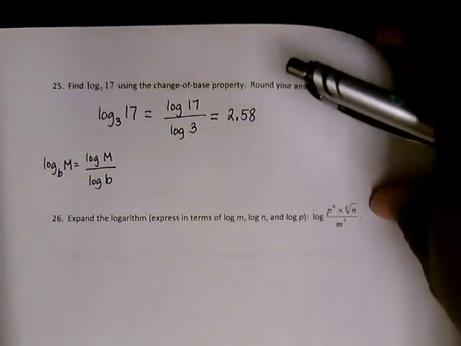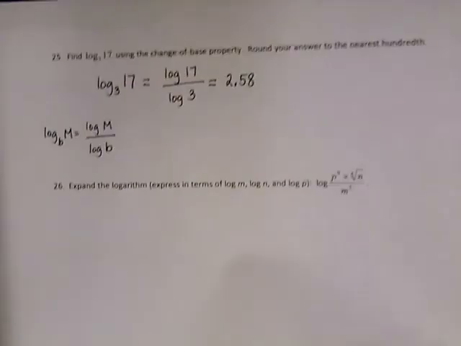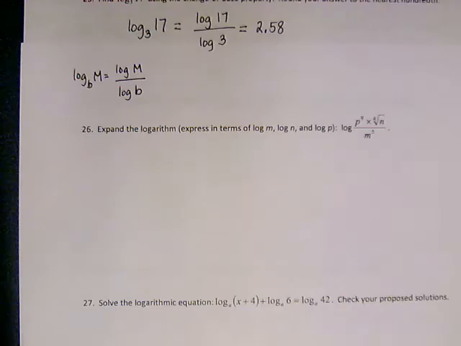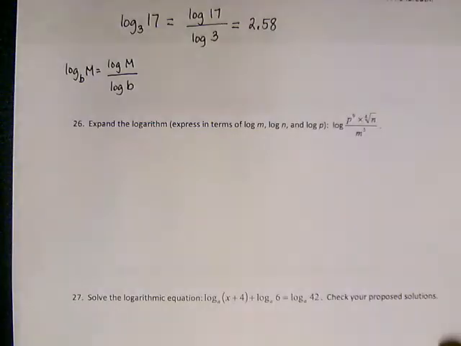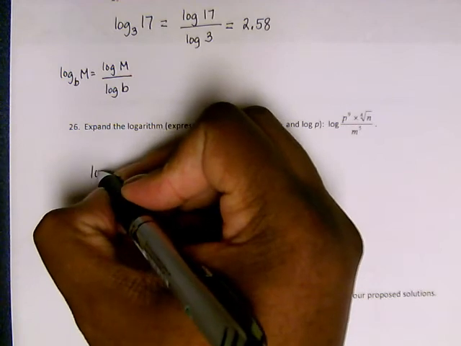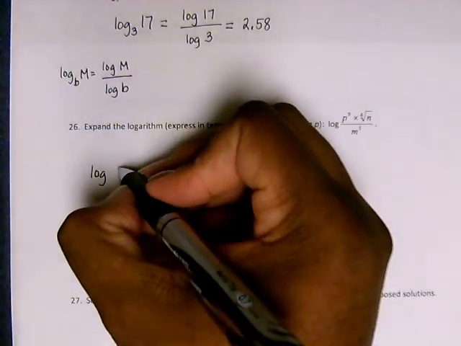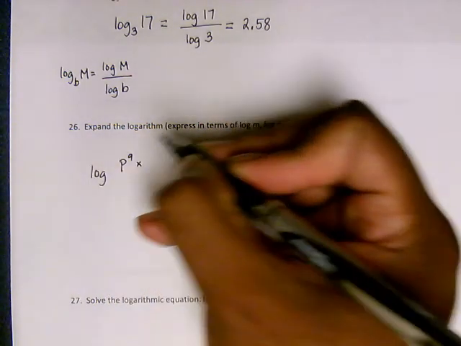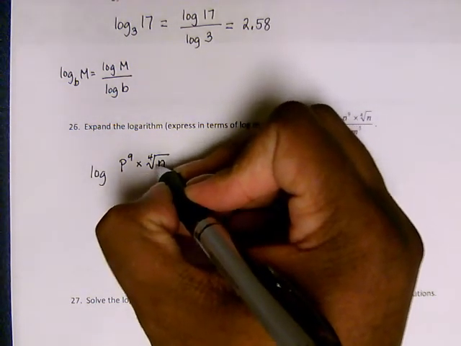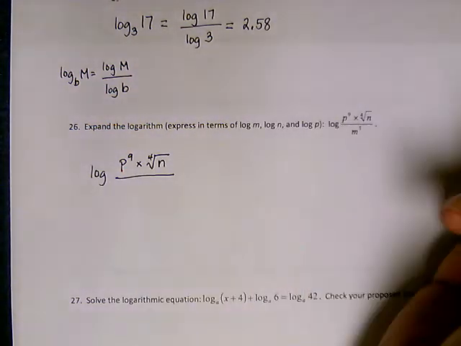All right, number 26 is expanding this logarithm in terms of log of m, log of n, and log of p. So here we've got the log of p to the 9th, times the 4th root of n, all that over m to the 5th.